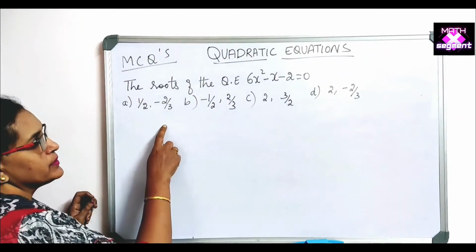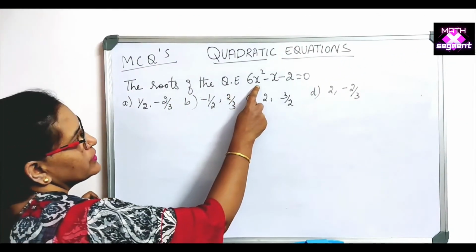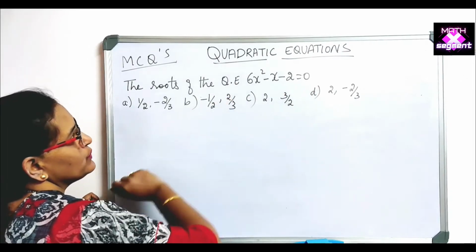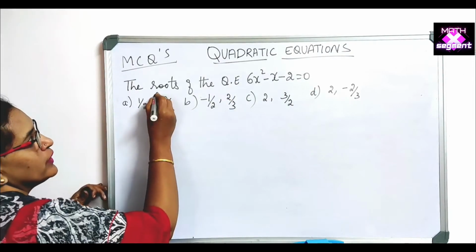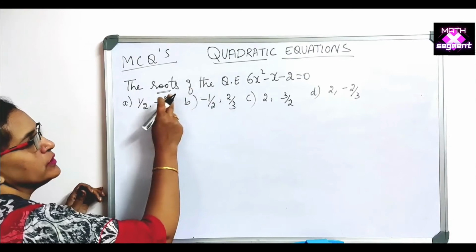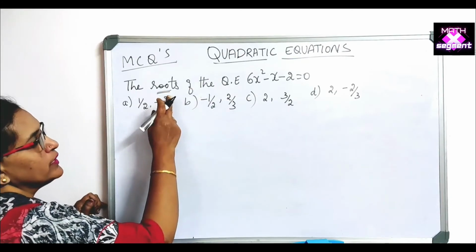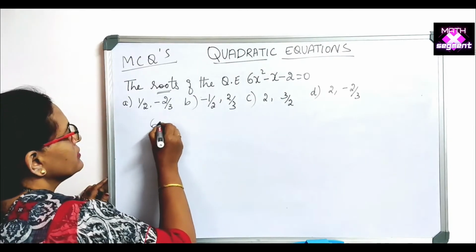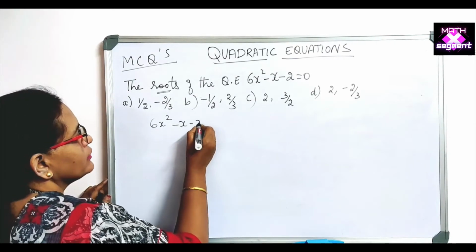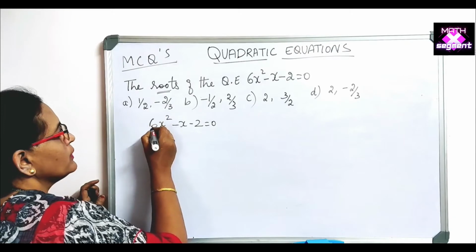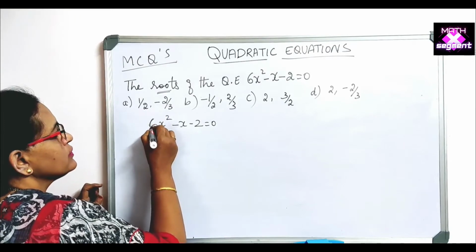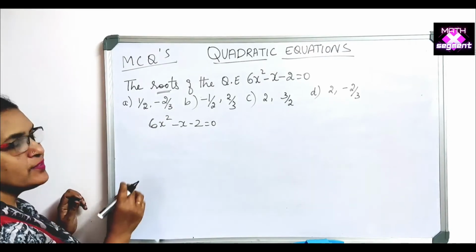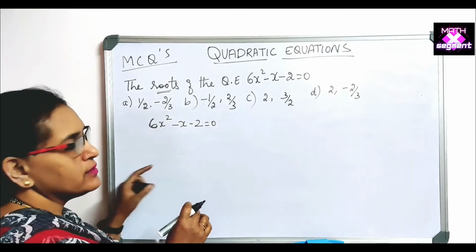Let's solve the next question. The roots of the quadratic equation 6x square minus x minus 2 is equal to 0. In this question we have to find the roots of the quadratic equation. As we know, we can find two roots from the given equation 6x square minus x minus 2. This can be solved by using four methods. Among these, I am going to use the factorization method today, which is the easiest method.